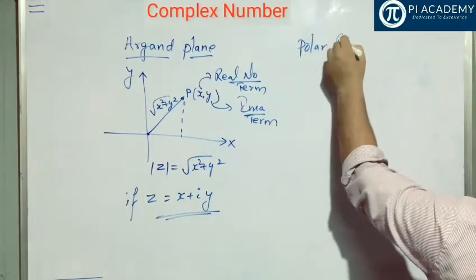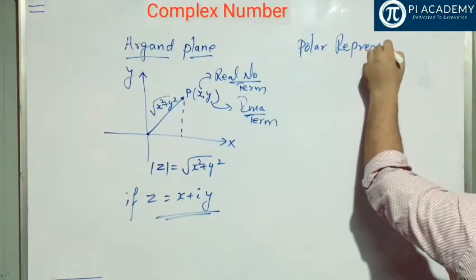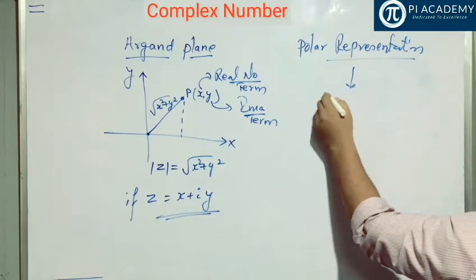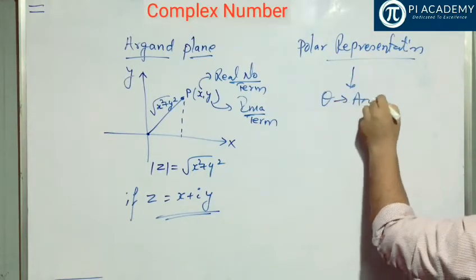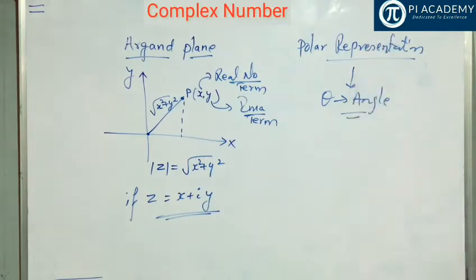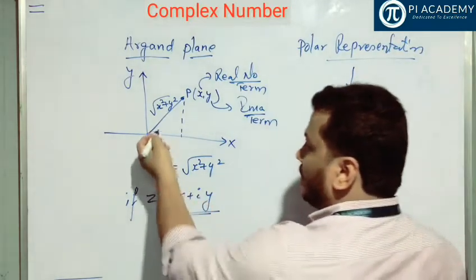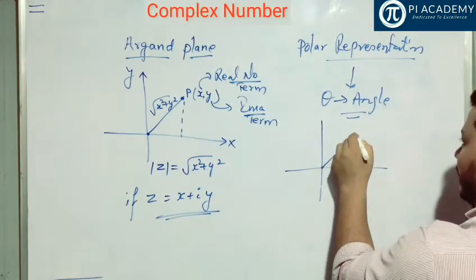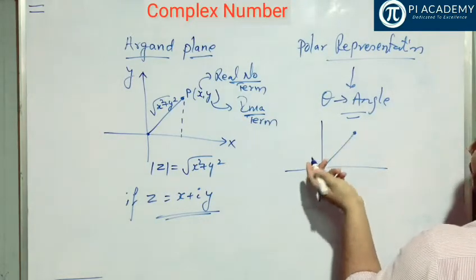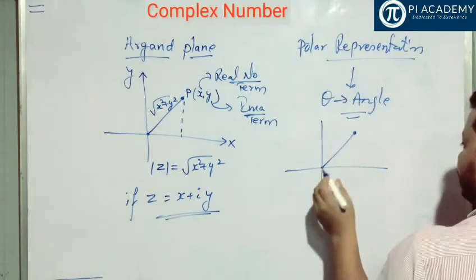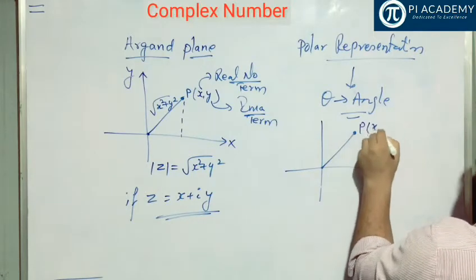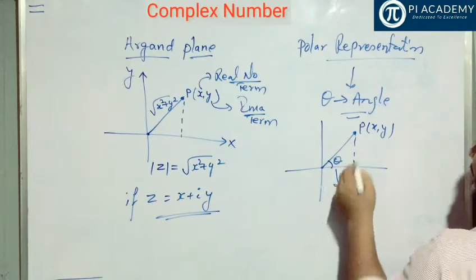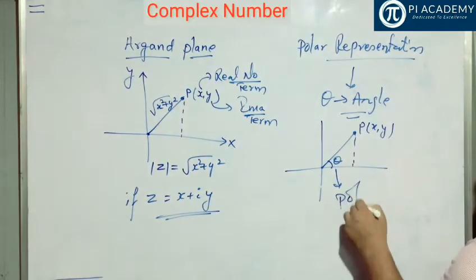Now it is coming to the polar representation. Polar representation is nothing but just the Argand plane, if they have given theta as an angle, then it is called a polar representation. If some angle they have mentioned here. So if this is your origin and here is your point x comma y, and some angle theta is given here, this is your polar representation.